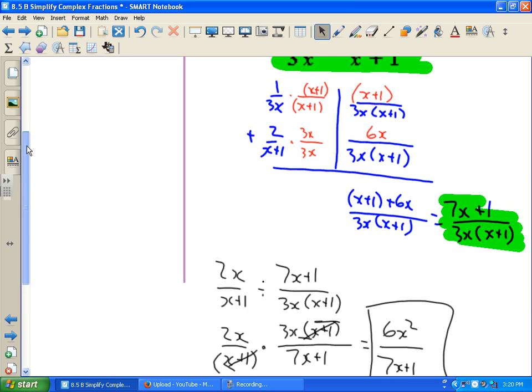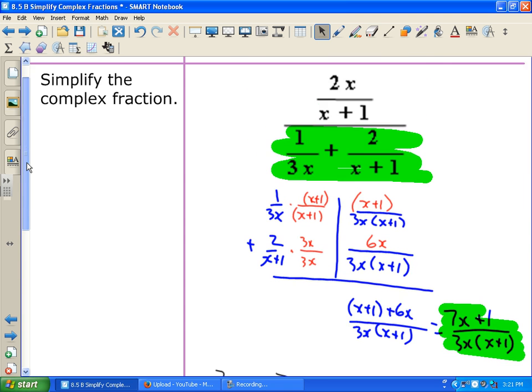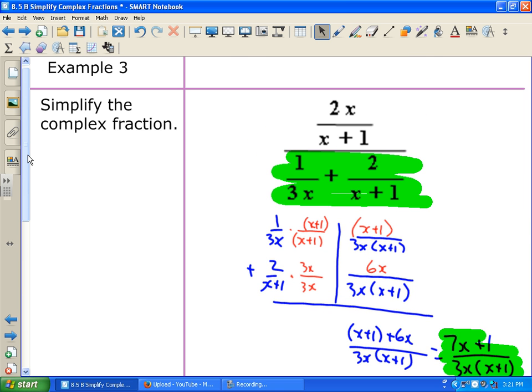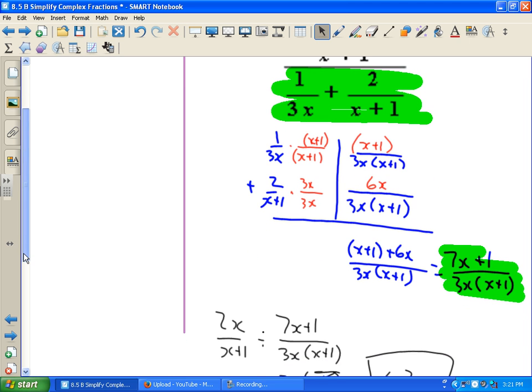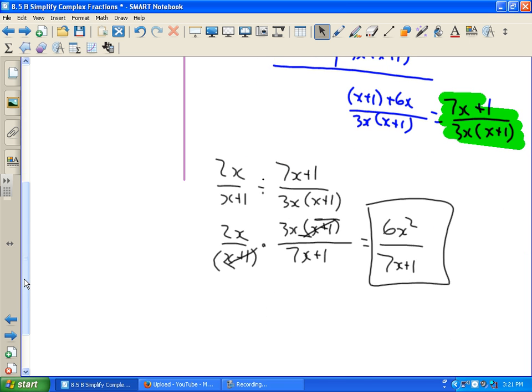Once again, the technique: simplify the top. In this problem, the top was already simplified. Simplify the bottom. We did not have a common denominator, so I had to do the work with the magic mirror to get a common denominator. After I've simplified the top and simplified the bottom, I rewrite, and then I multiply by the reciprocal. I change my division to multiplication, multiply by the reciprocal, simplify, and then I have my answer.